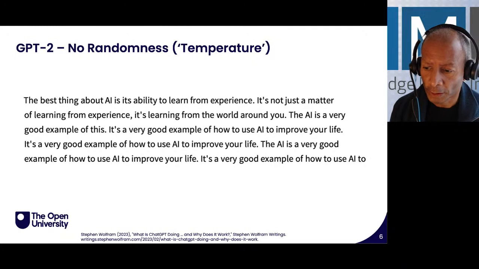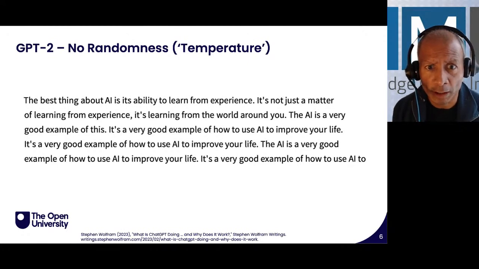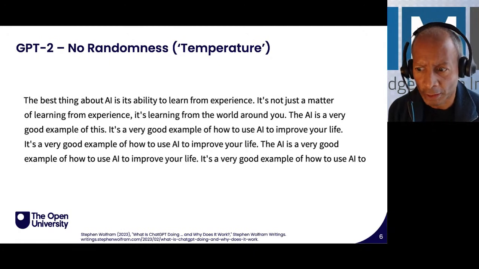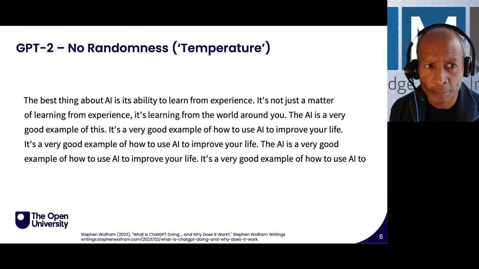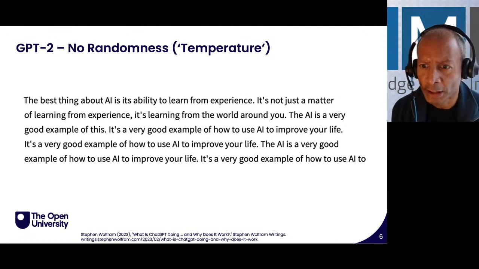ChatGPT is based on a model called GPT-3. Here's some text generated by the predecessor, which is a bit simpler and a bit smaller with no randomness. And what I mean here is when it's writing this paragraph, it's always selecting the most likely word. So, and if you read it, I'll read it out loud. The best thing about AI is its ability to learn from experience. It's not just a matter of learning from experience, it's learning from the world around you.